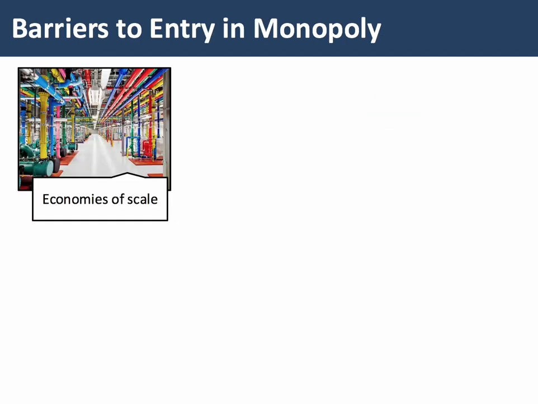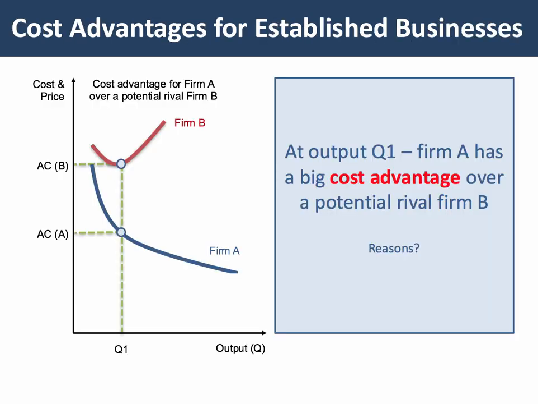markets. I think one of the fundamental advantages of the existing established firm will be that they've probably got lower unit costs because they've been able to achieve economies of scale. Here's a good example of showing this. Let's say that firm B is the potential rival, a smaller business looking to enter the market. Firm A is the established firm, and even at output Q1, the similar output, firm A has a significant unit cost advantage, shown by the vertical distance between A and B.